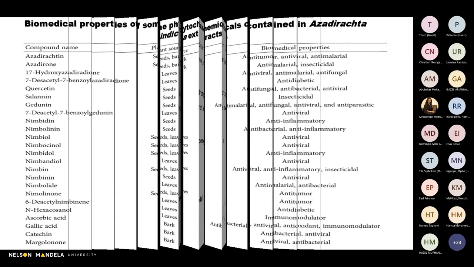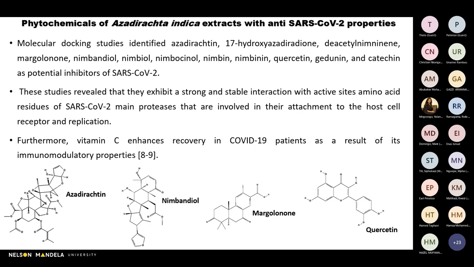Looking at the phytochemicals of Azadirachta indica extract with anti-SARS-CoV-2 properties, their effect as inhibitors of SARS-CoV-2 has mostly been investigated through molecular docking studies worldwide. These studies reveal that they exhibit a strong and stable interaction with active site amino acid residues of SARS-CoV-2 main proteases that are involved in their attachment to the host cell receptor and replication.